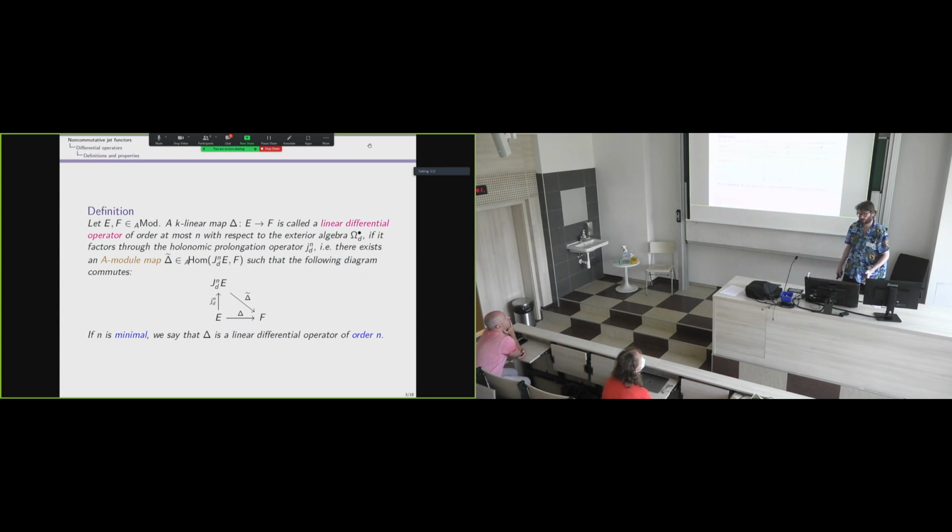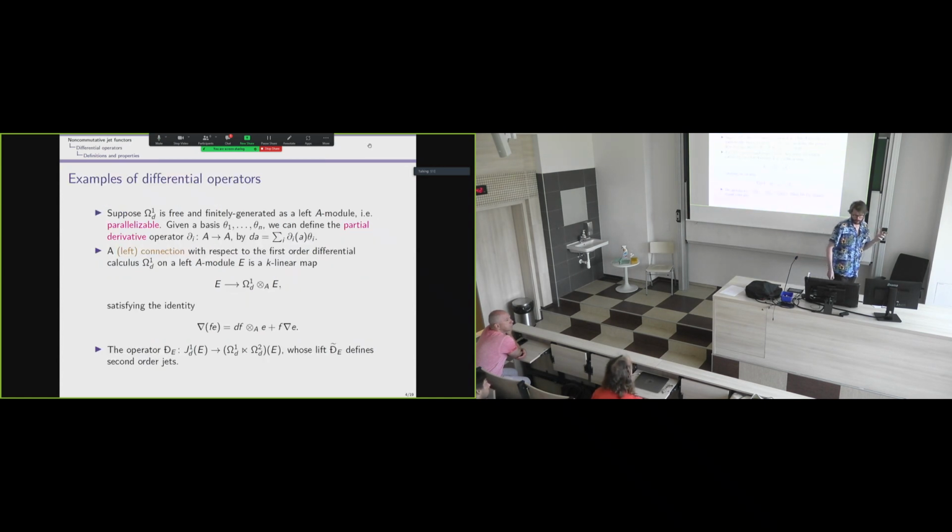If we had a good notion of more general bundle maps than vector bundle maps, then we could make nonlinear differential operators as well, but we don't, so we can't. So anyway, any operator delta between two modules that factors like this is going to be called a linear differential operator of order at most n. But it could also be a differential operator of lower order. So if n is minimal, we say that it's a differential operator of order n.